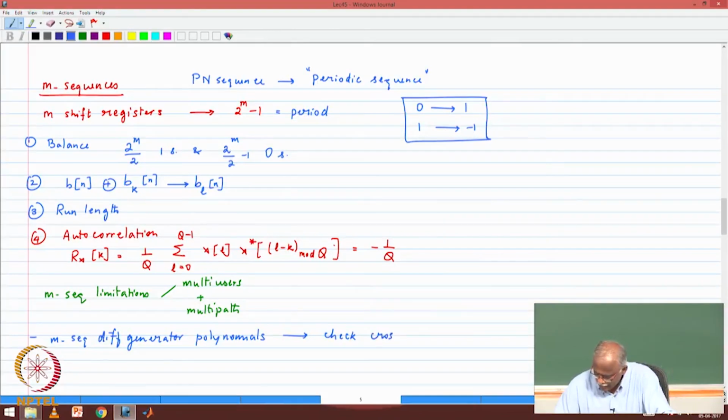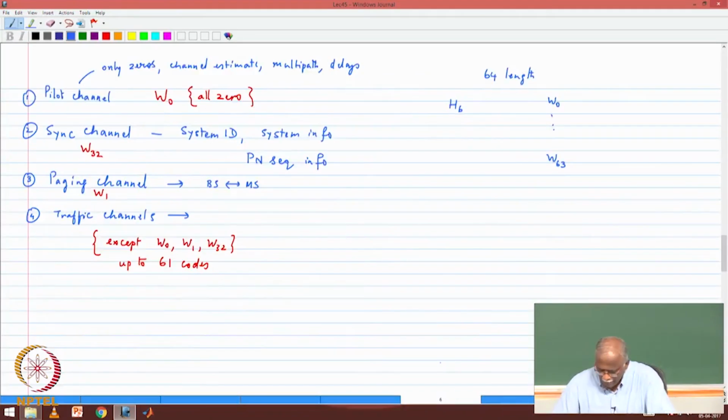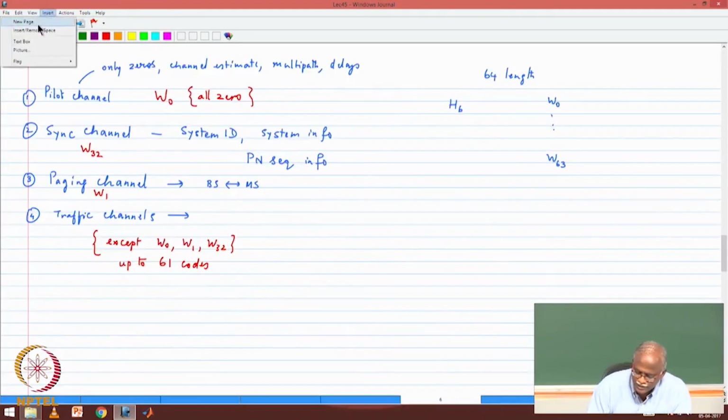Check the cross correlation, as there are cases where you will see poor cross correlation, as we mentioned yesterday. Okay, so that is a quick summary of what we have said as far as the M sequences are concerned. Now, the applications of M sequences, we said yesterday, are primarily in scrambling, because for the spreading part we have not yet found a solution.